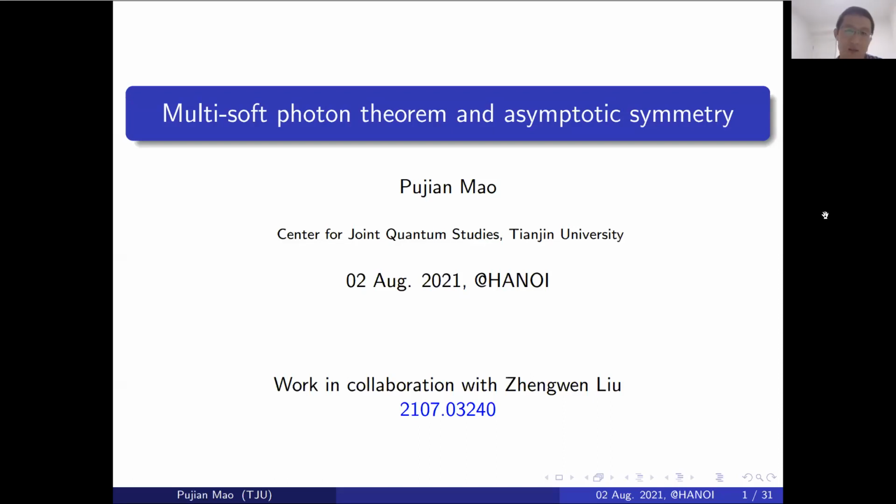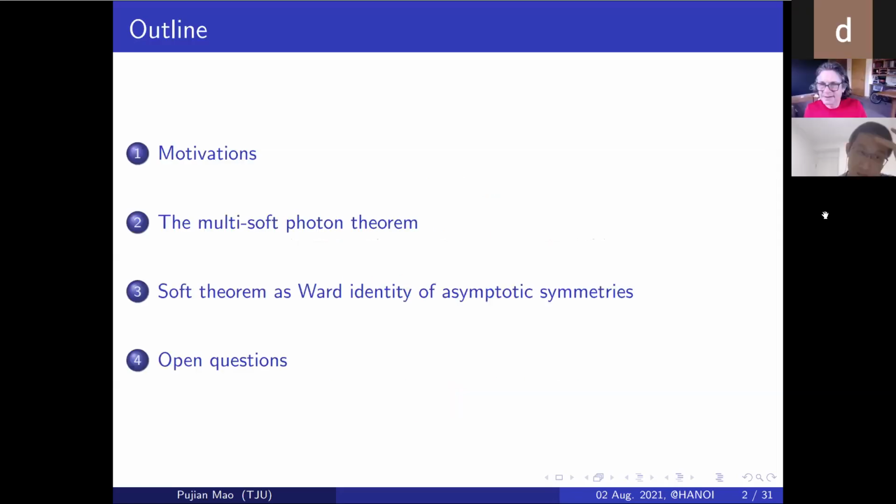So today I will talk about some new results when many particles are soft. The work is in collaboration with Zhengwen Liu from DESY, and it appeared last month. I will start with some motivations, and then the main result for the multi-soft photon theorem. Afterwards is the connection to asymptotic symmetries. And I will close with some remarks on future directions.